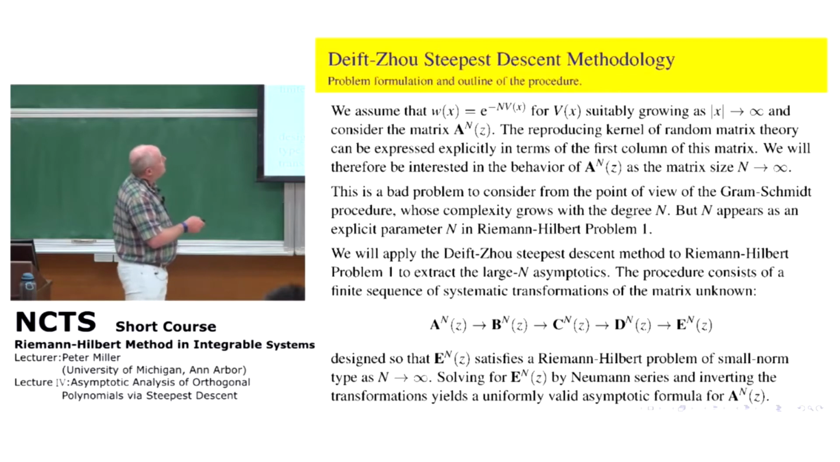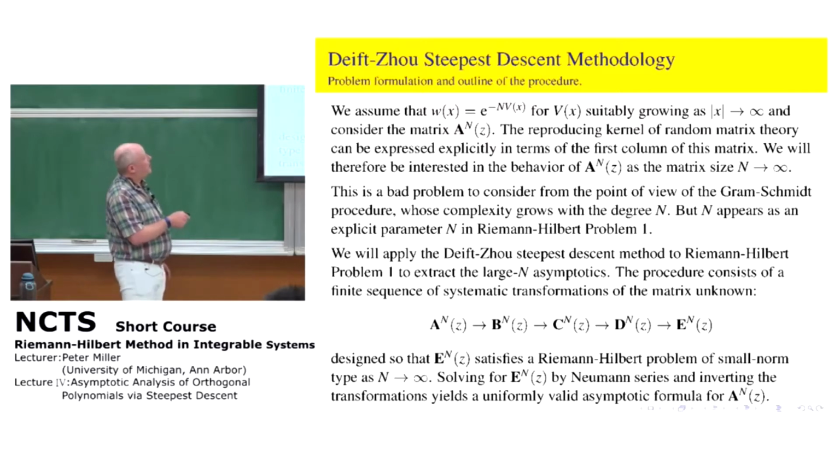Okay, so we need this reproducing kernel of random matrix theory. That can be written in terms of the first column entries of this matrix here. And so we're going to be interested in how this A superscript n of z behaves as the matrix size for random matrices goes to infinity. But this is always a 2x2 matrix. It just has the parameter capital N, both in the normalization condition and in this function w of x.